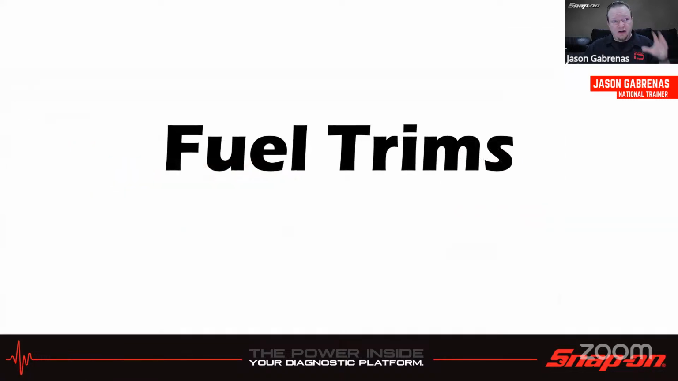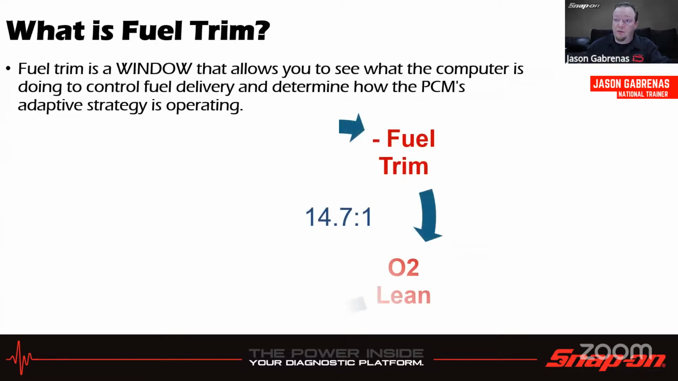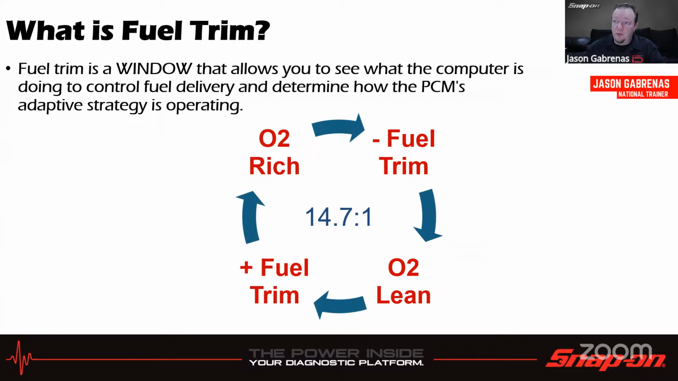All right, so that's our information side of things, right? TSBs, experience-based information. What have other techs done? Now, what can you do when you go in, and what things should you check in order to help you with drivability? So fuel trims first. Fuel trim is a window that allows you to see what the computer's doing to control fuel delivery and determine how the PCM's adaptive strategy is operating. And this is, I think, still somewhat of a mystery to some folks, like wrapping your head around positive and negative fuel trims and things like that.